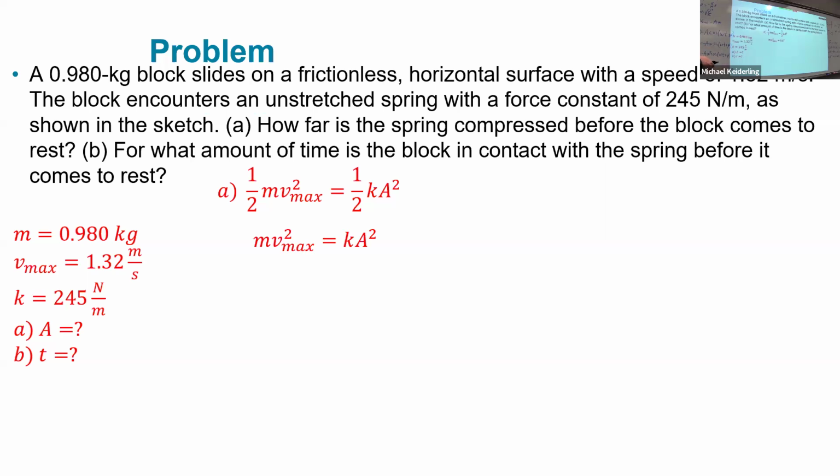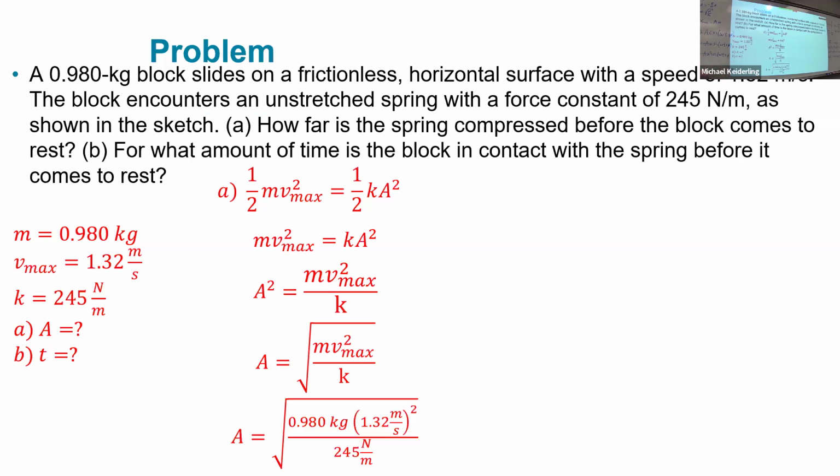The mass times Vmax squared equals K times amplitude squared. Amplitude squared equals mass times Vmax squared over K. Amplitude equals mass times Vmax squared over K, all square rooted. So that's the square root of 0.98 kilograms times 1.32 meters per second quantity squared times 245 newtons per meter, or 0.0835 meter. Another way you can do this, Vmax equals omega times amplitude.